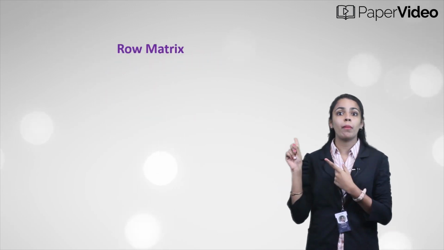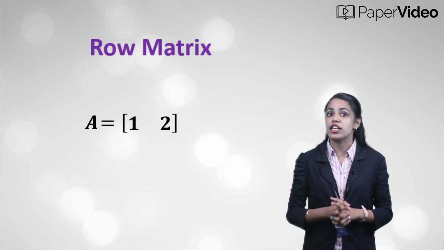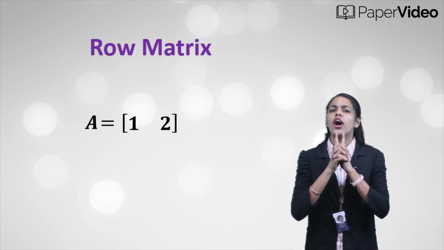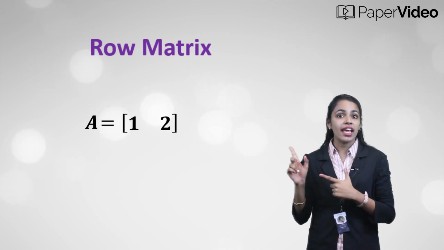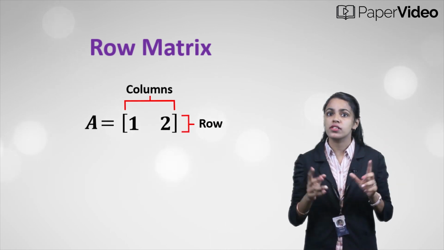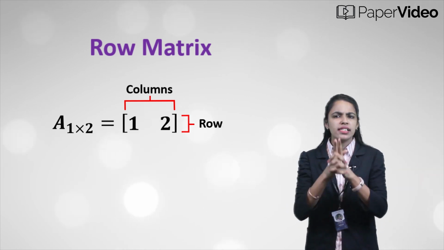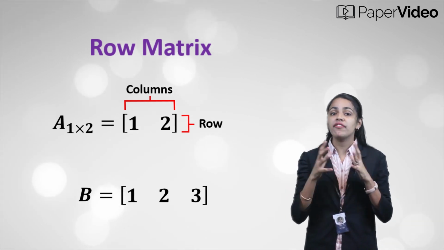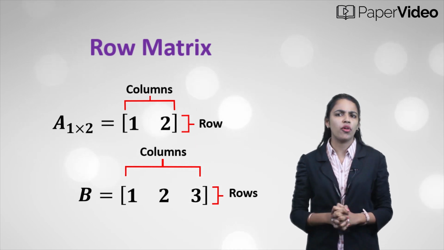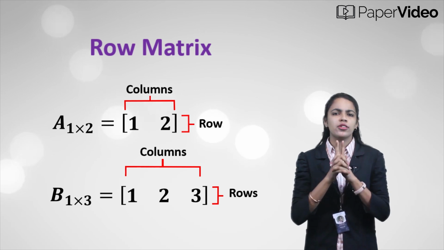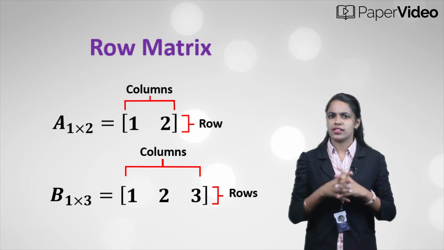First, we have row matrix. As the name suggests, a matrix having only one row of elements is known as a row matrix. A row matrix can have any number of columns. Here, matrix A has only one row and 2 columns. So, matrix A is a row matrix of order 1 into 2. Similarly, we have matrix B having only one row but 3 columns. So, matrix B is a row matrix of order 1 into 3. So, in a row matrix, we have only one row and any number of columns.